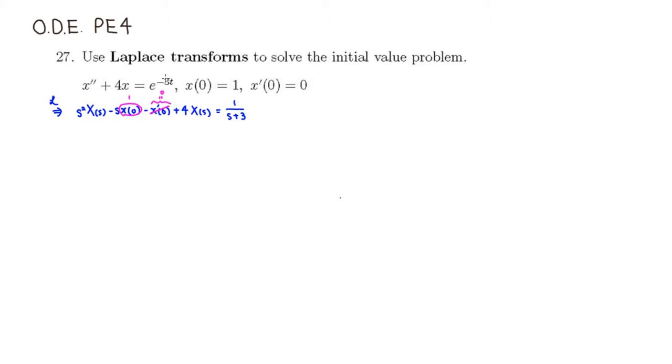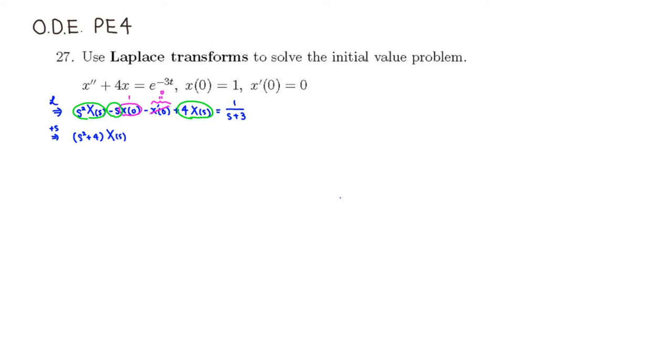Alright, so let's collect the X of s terms. You have 1 here, and here's another one. So collect those two terms. Write it as s squared plus 4, capital X of s, right? And then I have this negative s, so I'm going to add s to both sides.